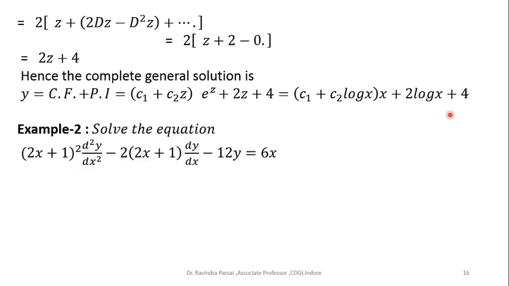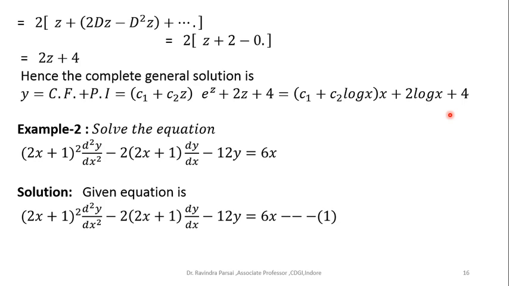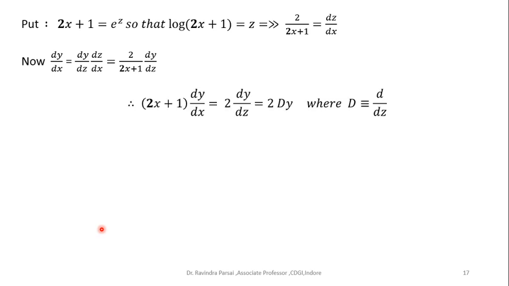Now we take one more example on this topic. It is of the second category, in which the variable coefficients are of the form ax plus b, that is, 2x plus 1 whole square. So this belongs to our second category. Therefore you use this substitution: 2x plus 1 equals e raised to z, so log of 2x plus 1 equals z, by taking logarithm on both sides and then differentiating with respect to x.